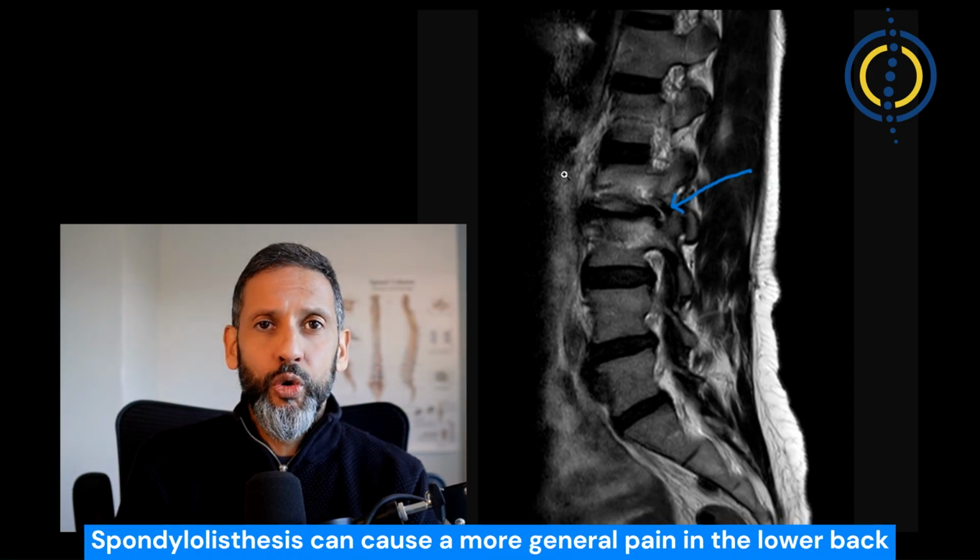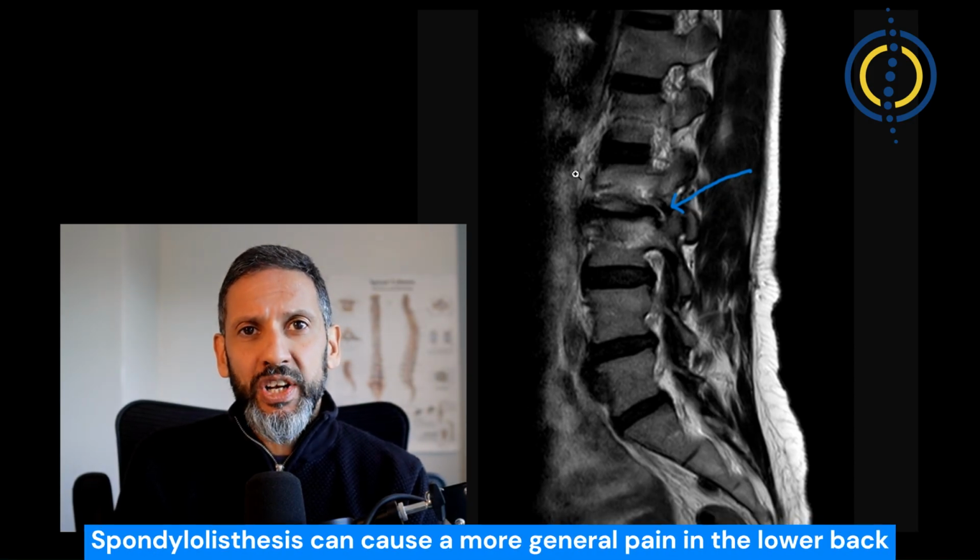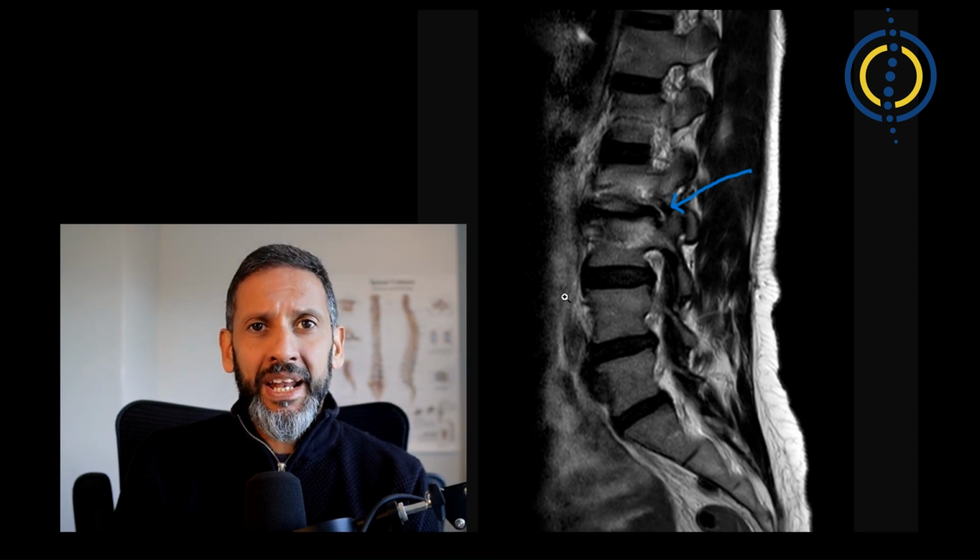If a spondylolisthesis develops, i.e. one bone moves forward, you can develop a more generalized back pain throughout the lower back that's worse on standing, bending, lifting things or walking for a period of time, or even turning in bed at night. And again, that can cause nerve compression and pain that travels down your legs.